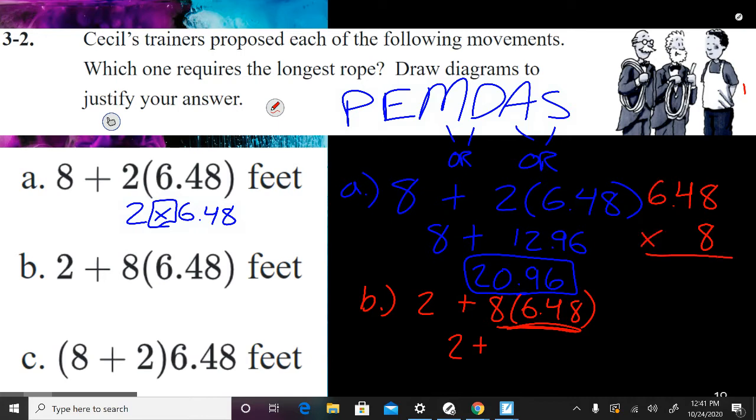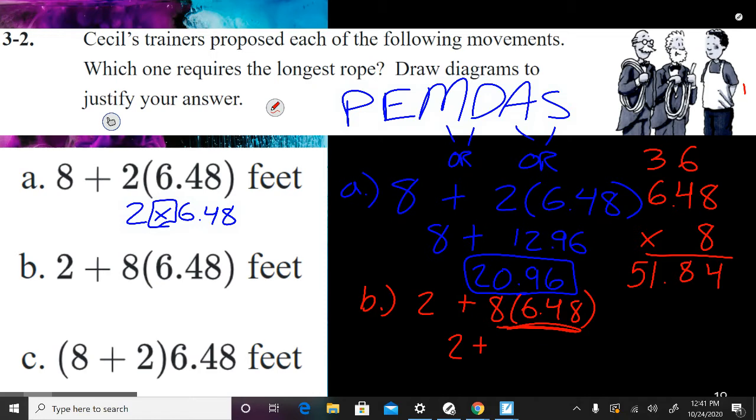Well, first we can start off by doing 8 times 8. That gives us 64. Carry our 6. 8 times 4 gives us 32. Plus our 6, that's going to give us 38. And then we have to carry our 3. 8 times 6 is 48. Plus that 3. And there we should have 51.84.